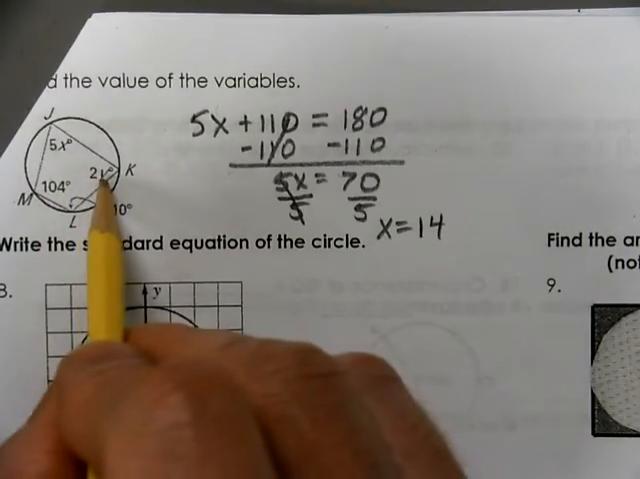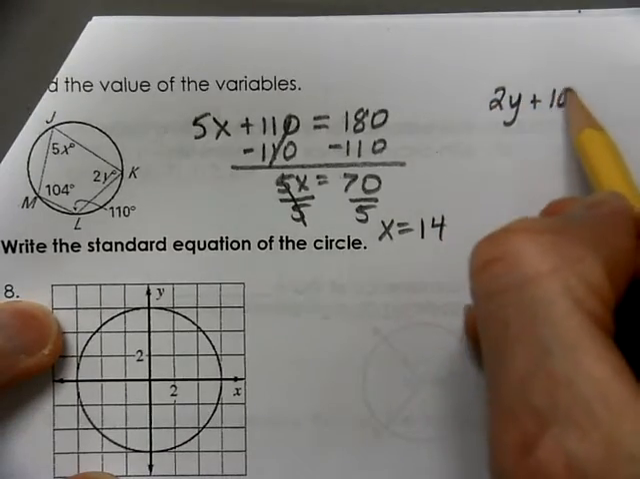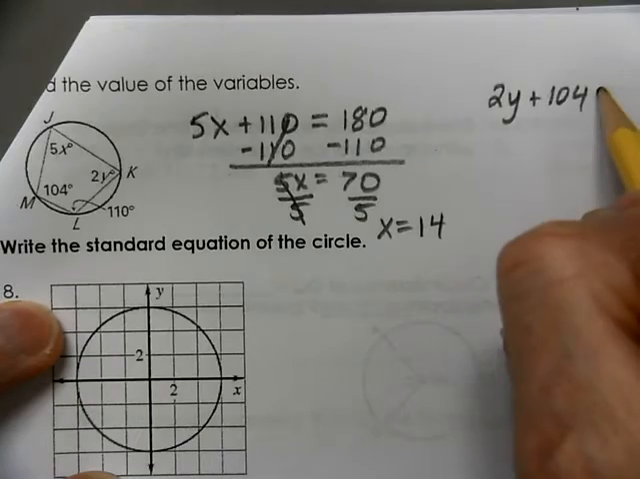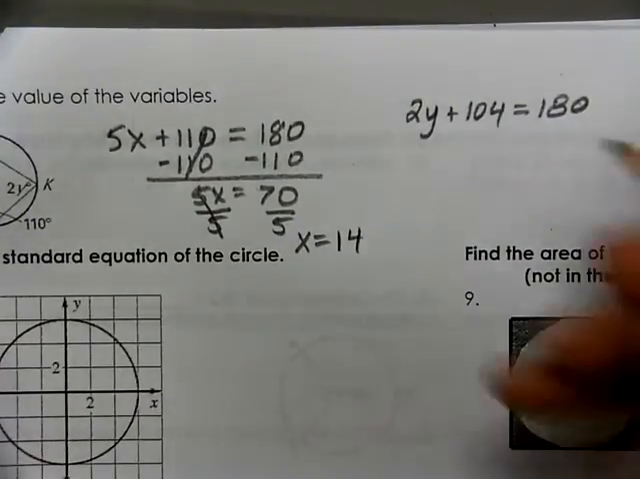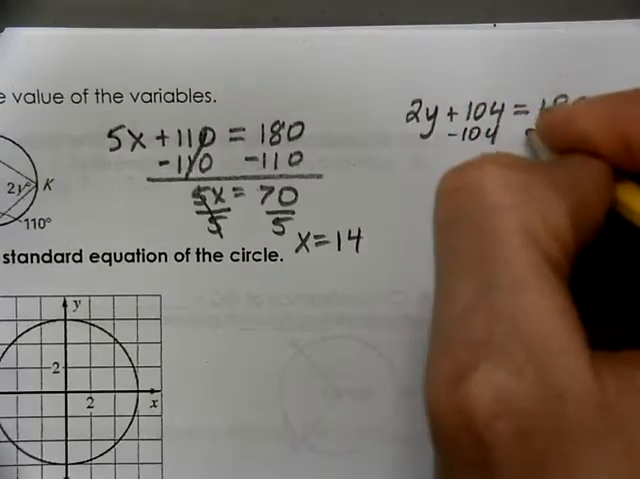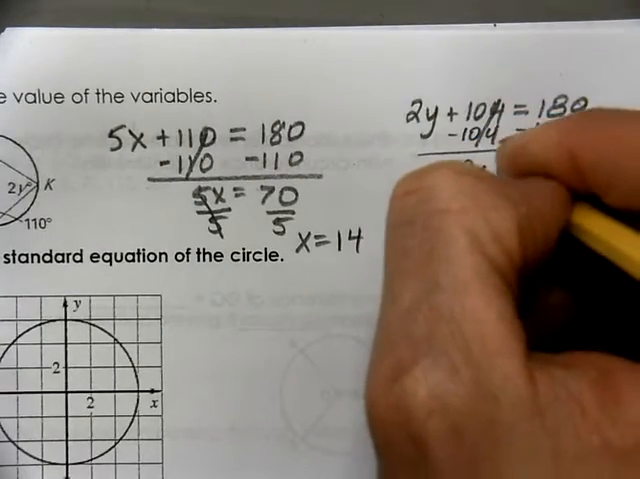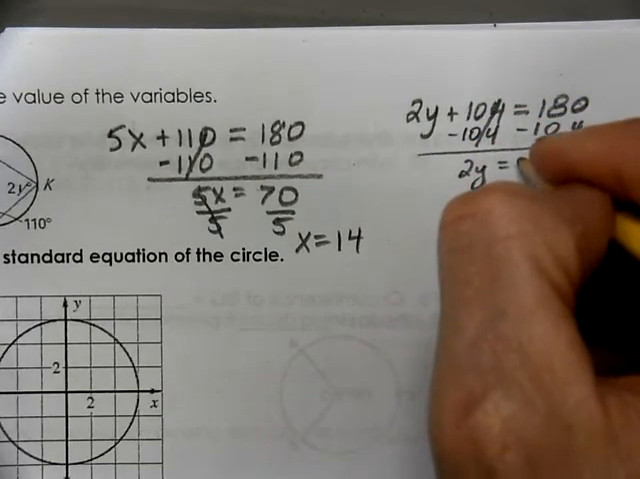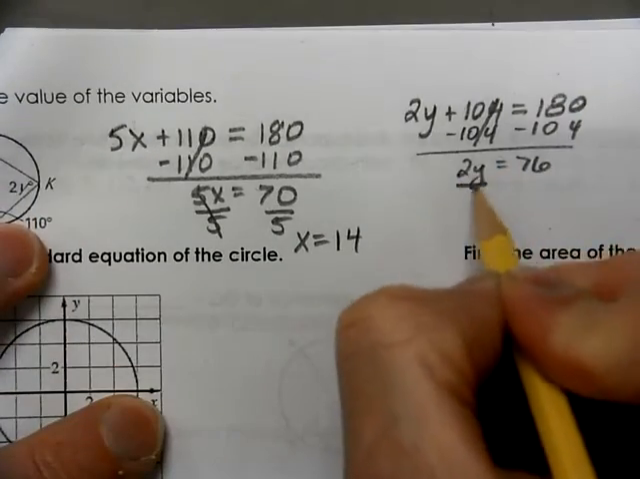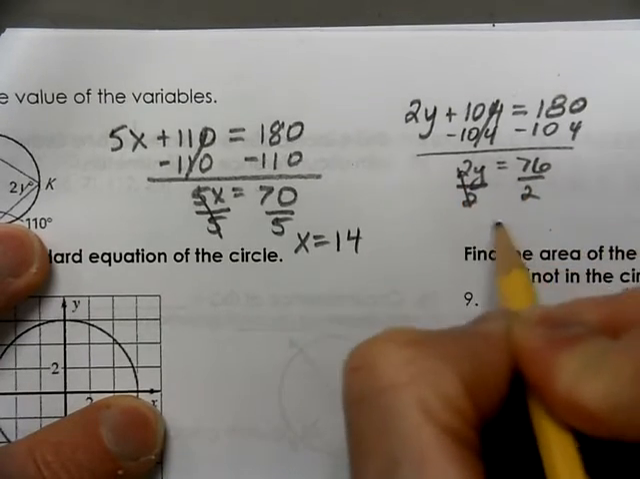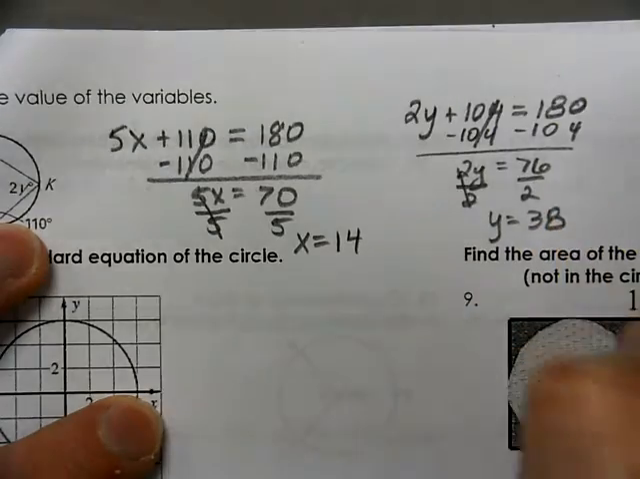The y, 2y and the 104, they're opposite angles, so they have to be supplementary. Subtract the 104, which gives us 76 divided by 2, 38.